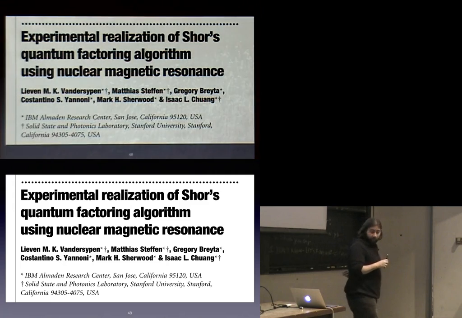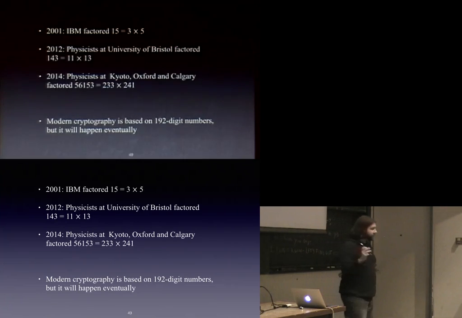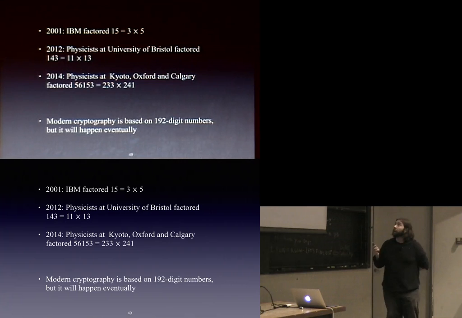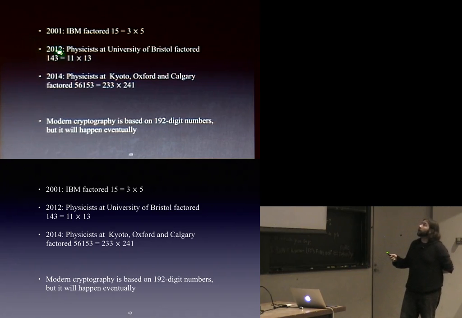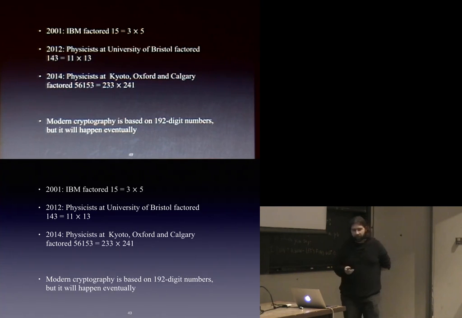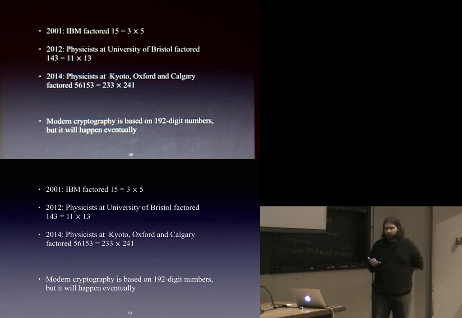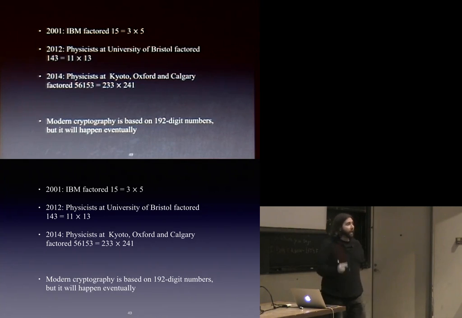And this has actually been done. This is a paper by a group at an IBM research station from 2001. They factored the number 15 using, I think, 7 qubits, using essentially this algorithm I discussed. Then in 2012, British physicists factored 143, and more recently, people factorized a 5-digit number. As I said, modern cryptography is based on 192-digit numbers, and we're, at the moment, nowhere near being able to build quantum computers that can take that many bits as input and stay properly quantum and not decohere. But it's going to happen eventually.